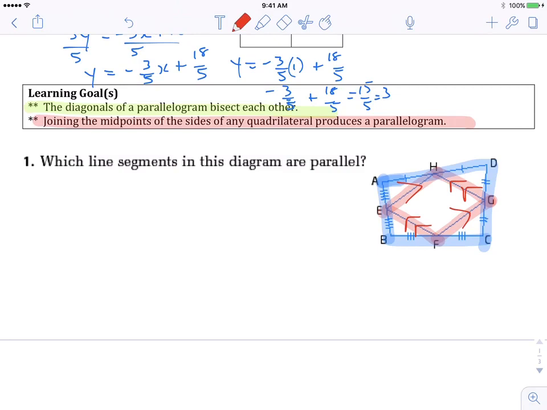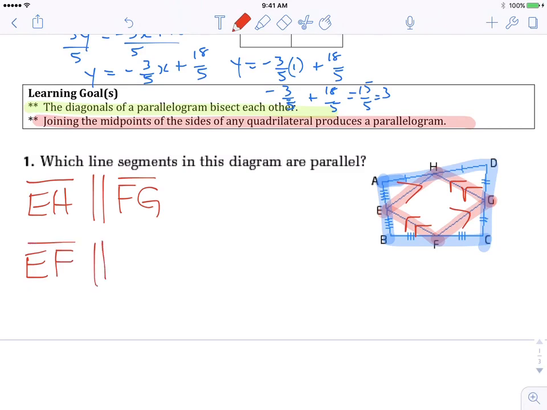So we're going to say that line EH, and the short form for that is by writing capital E, capital H, and drawing a line over it, that just means, or reads, line EH is parallel to line FG, and we know that line EF is also parallel to line GH. And that's because we know that, again, joining the midpoints of the sides of any quadrilateral produces a parallelogram.